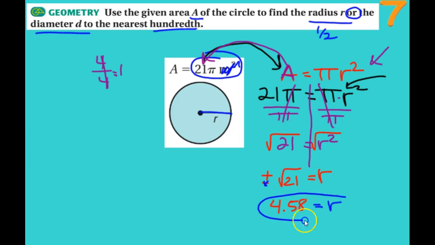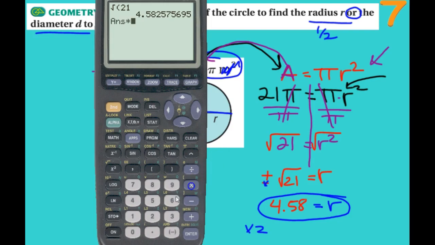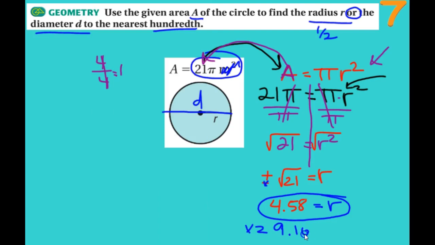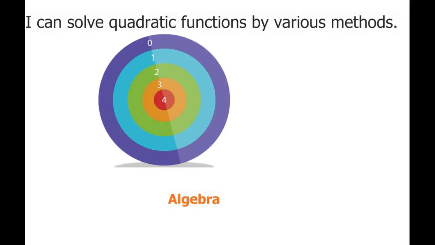That is the radius. If you wanted to find the diameter, the diameter would be all the way across. We would just multiply it by 2, times 2, and we get 9.16. That would equal the diameter. I believe there's one question in your homework that has to do with something like this. You will need the equation for the area of a circle, which is pi r squared. Then plug in the area that they give you.